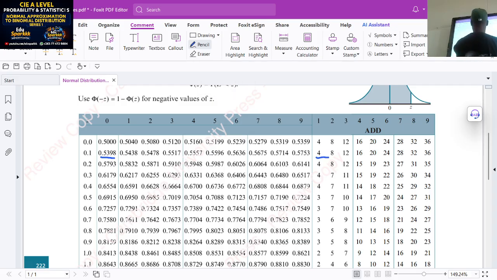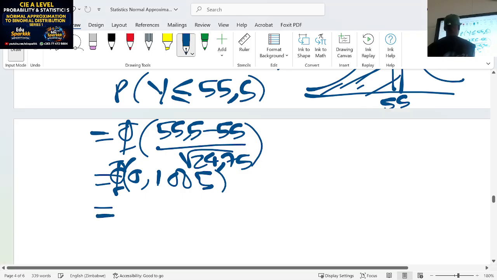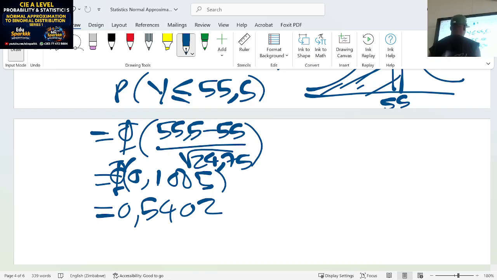So in essence, I'm going to add a 4 there, which will give us 0.54002. I think 0.5402. That's the probability of interest.